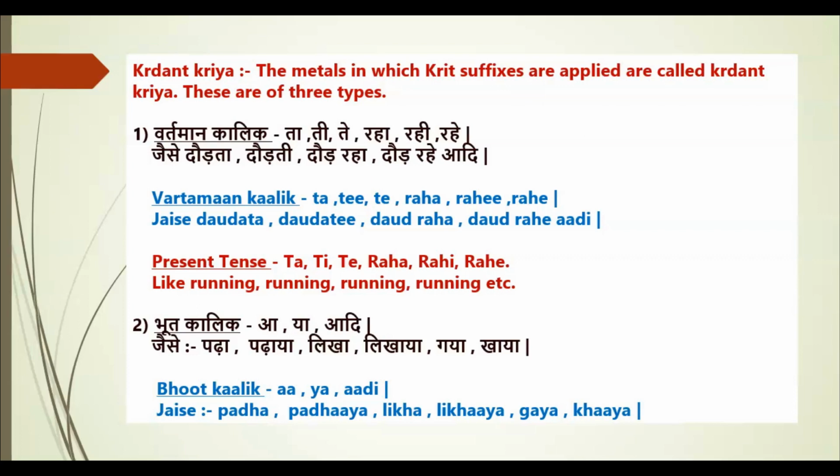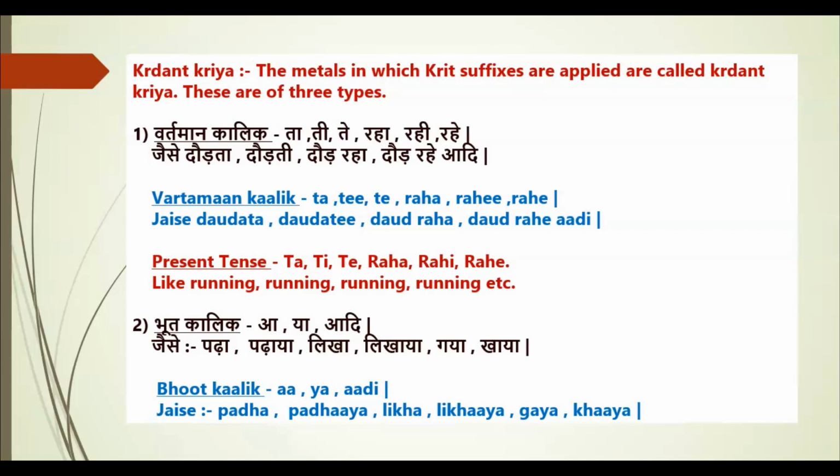The first type of kridant kriya is vartaman kalik, which is ta, ti, te, raha, rahi, rahe. जैसे दौड़ता, दौड़ती, दौड़ रहा, दौड़ रहे आदि. This means present tense, which is ta, ti, te, raha, rahi, rahe, like running, etc.